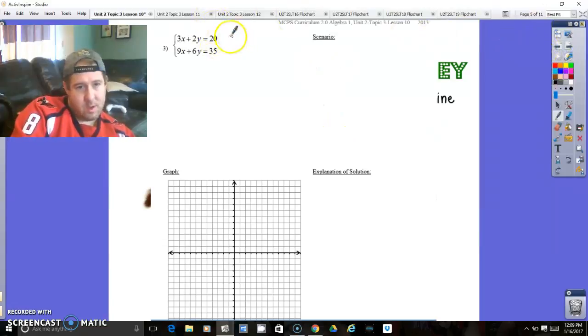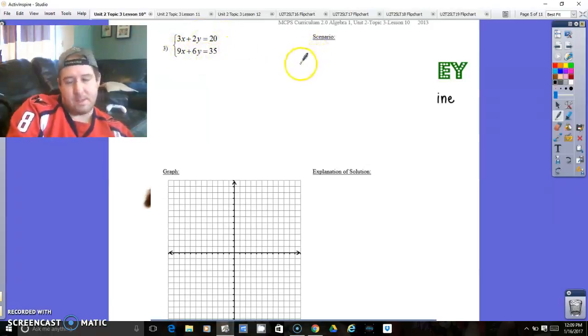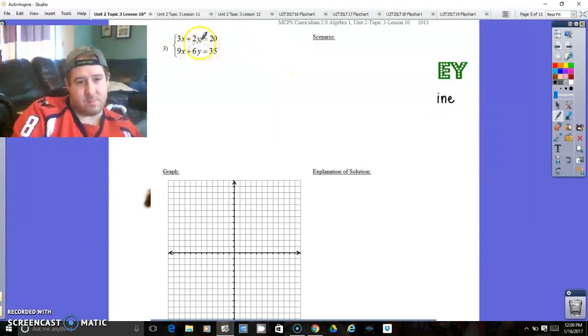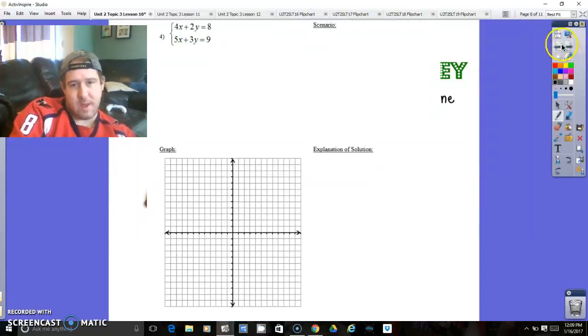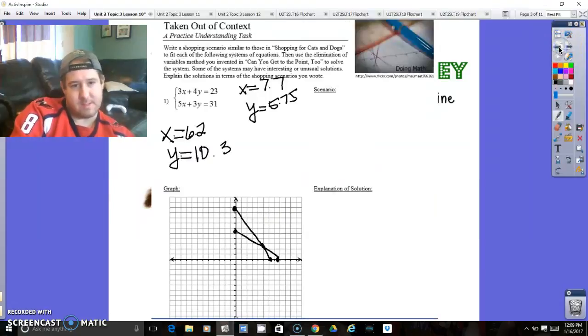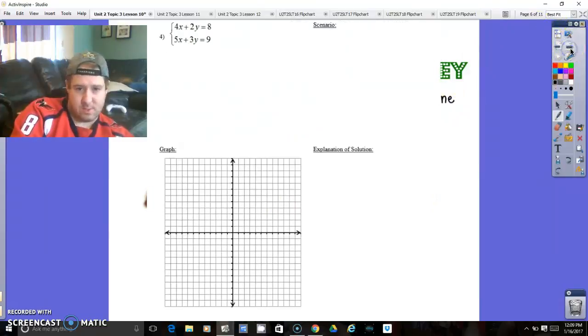Whereas this one, times 3 times 3 times 3. So it looks like these are going to be two parallel lines. These two lines are never going to intersect, which means they're never going to have an answer. This one has no solutions. So that was kind of the makeup of this lesson, is that you could have one solution, you could have an infinite amount of solutions, or you could have no solutions like this question right here.